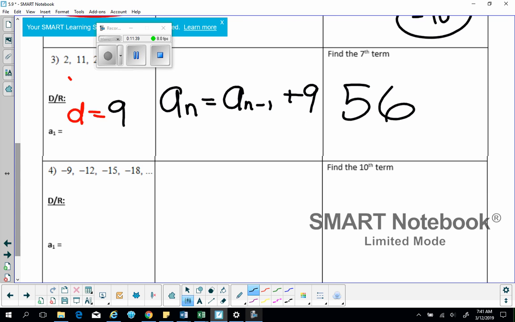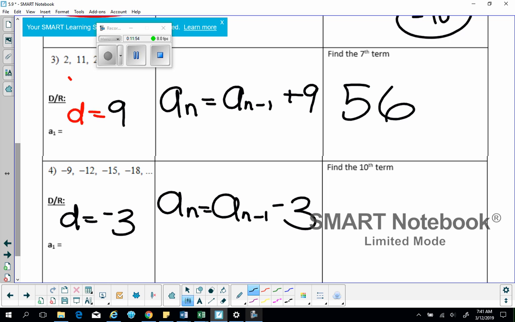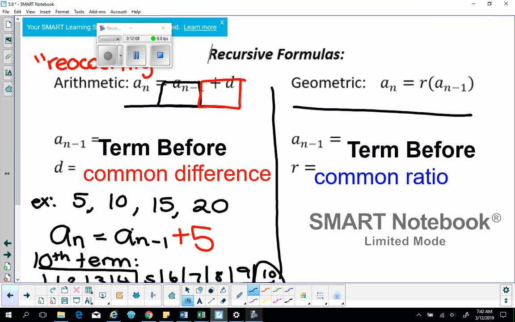Jordan, what's this D right here? Negative 3. Victor, what's the equation? What do I put at the end of this? Good. Minus 3. And then, Yaslin, what was the 10th term? Negative 36. Beautiful. Cool. So now we're doing almost the same thing. The equation just looks different.